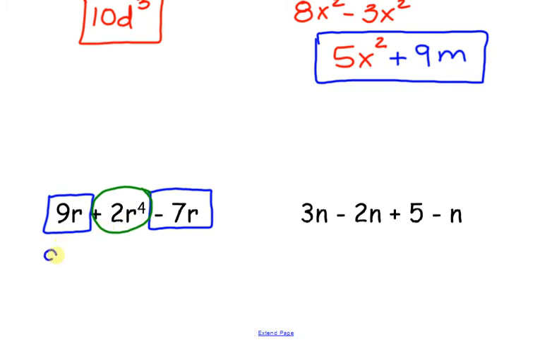Okay, so I have 9r and then I have minus 7r. Well, they're the same variable, so 9 minus 7 is 2, and then I keep my r. Then I have positive 2r to the fourth power, and he's by himself, so I just add him on.